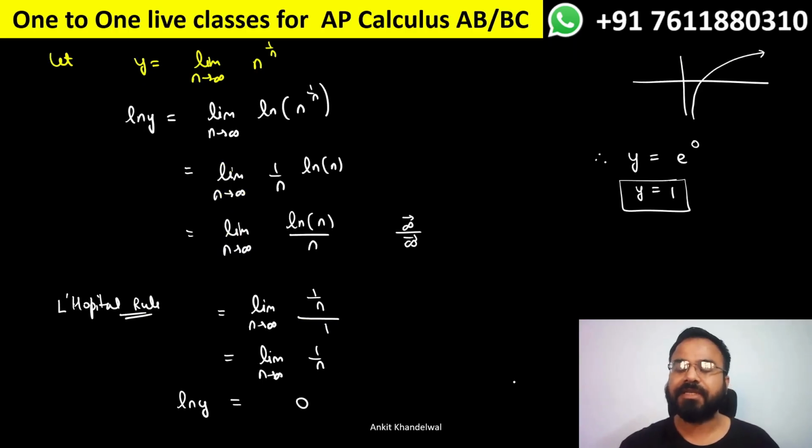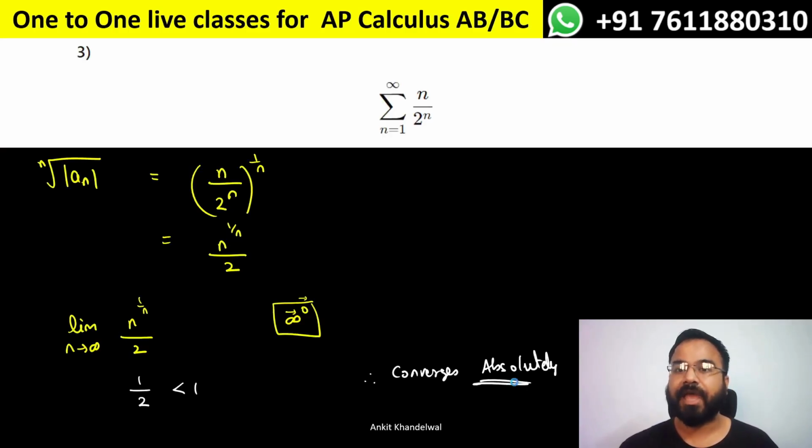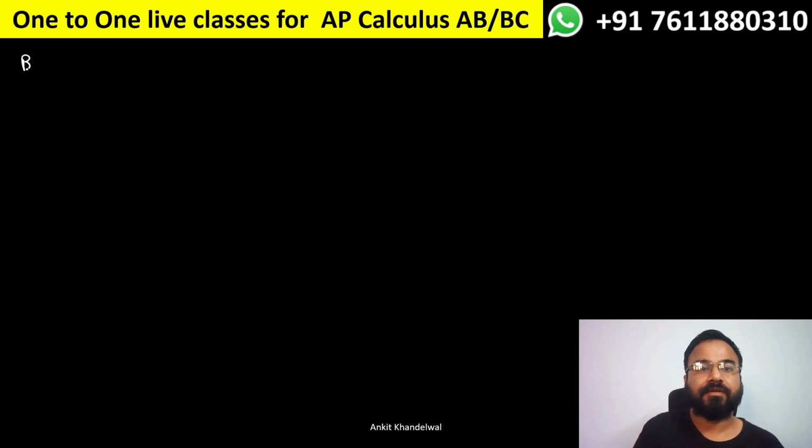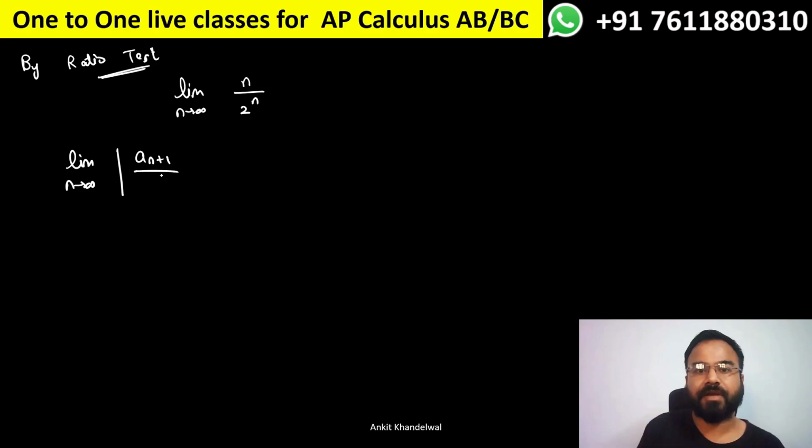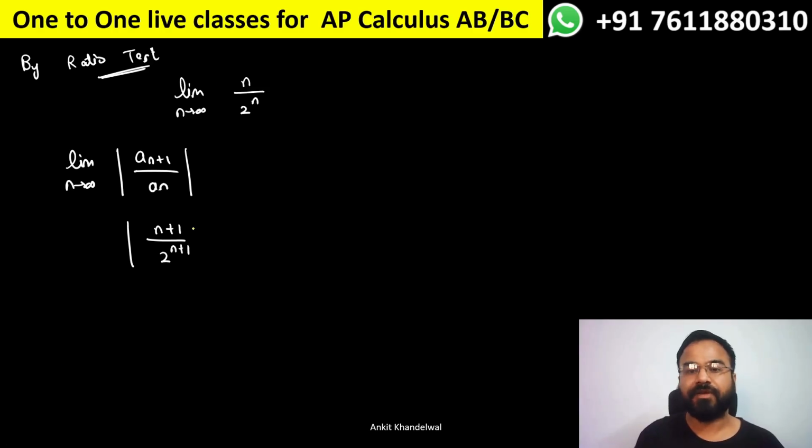But this question can be easily solved with the help of the ratio test, n upon 2 power n. Using the ratio test it will be much easier, because we have the limit as n goes to infinity of n upon 2 power n. According to the ratio test, what will we do? We will calculate simply the absolute value of a n plus 1 divided by a n. So what is a n plus 1? n plus 1 upon 2 to the power of n plus 1, divided by the original one. When we divide by the original one, it gets reciprocal. So 2 power n over here and n over here.